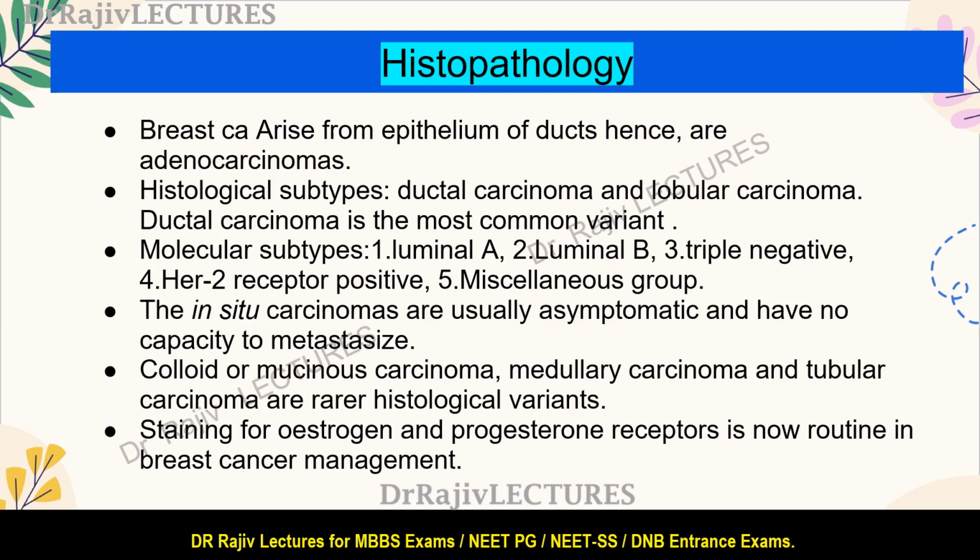Colloid or mucinous carcinoma, medullary carcinoma, and tubular carcinoma are rarer histological variants and usually carry a better prognosis. The medullary carcinoma is characterized by solid sheets of large cells, often associated with a marked lymphocytic reaction. Staining for estrogen and progesterone receptors is now routine in breast cancer management because their positivity indicates the use of adjuvant hormonal therapy with tamoxifen or an aromatase inhibitor. Staining for HER2 or CRB2 is also done, and positive cases are treated with the monoclonal antibody trastuzumab.